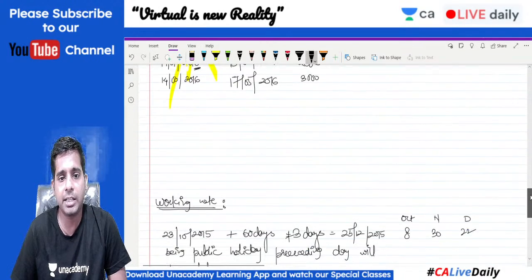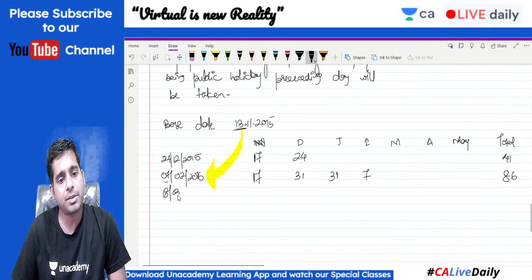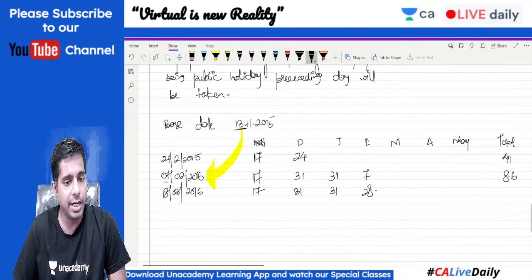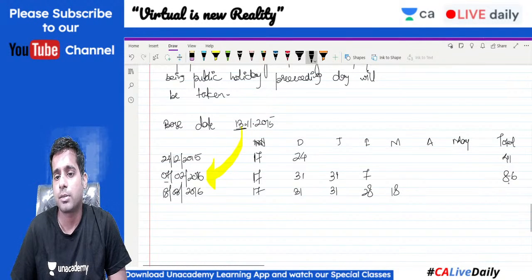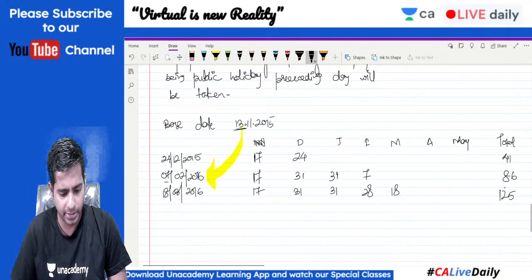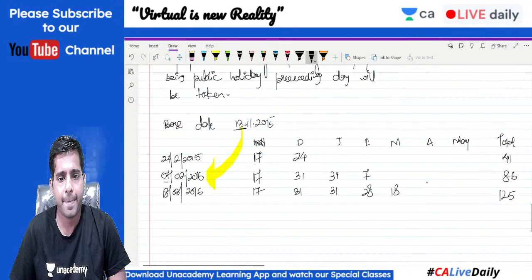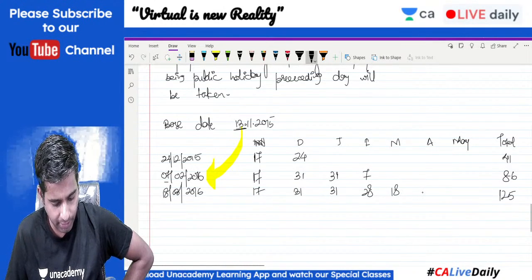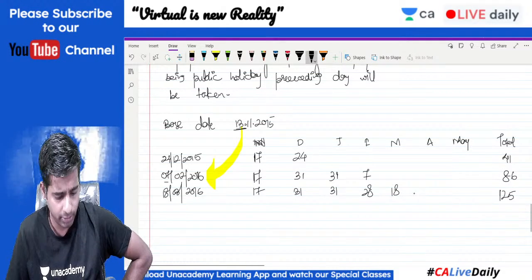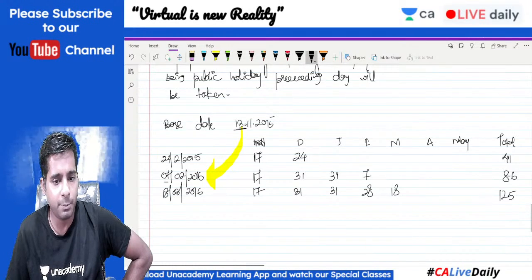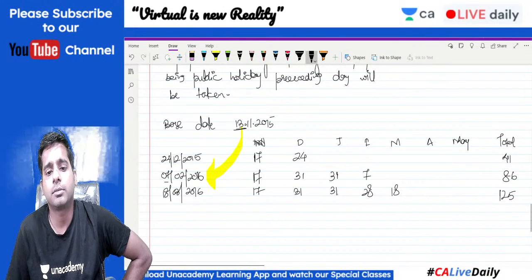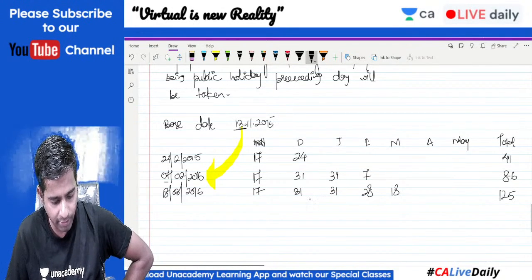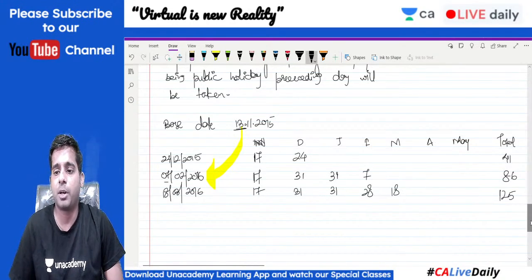Now 18th March 2016. 17 days left in November, 31 days in December, 31 in January, 28 days in February and 18 days in March. So it will come to 125 days? 17, 31, 31, 28, 18, that is 124. Check once again. It will come as 125 days. Yes, 125 days. Perfect.